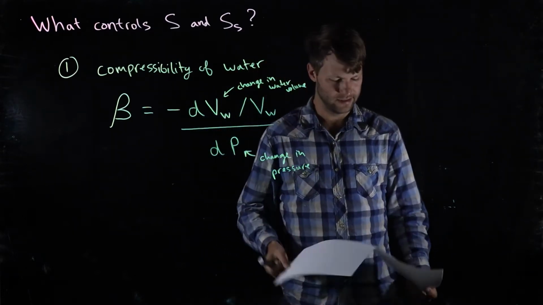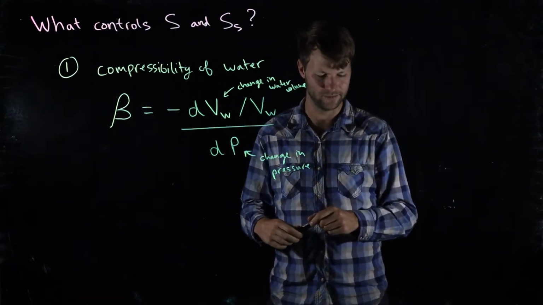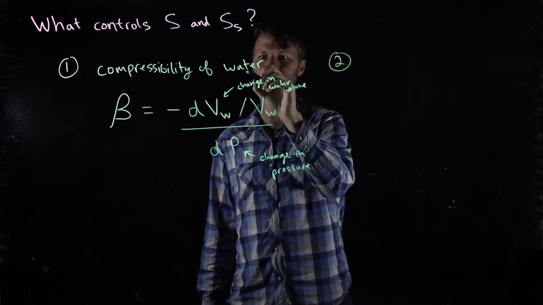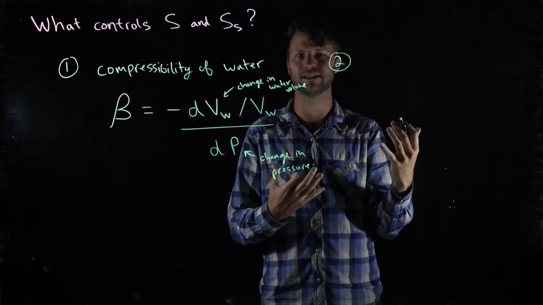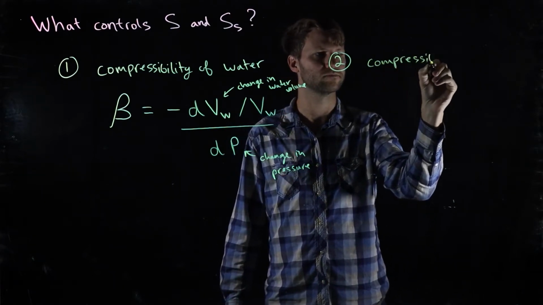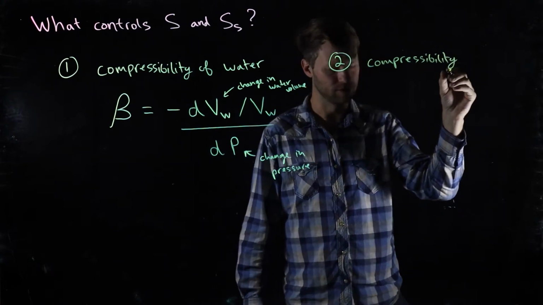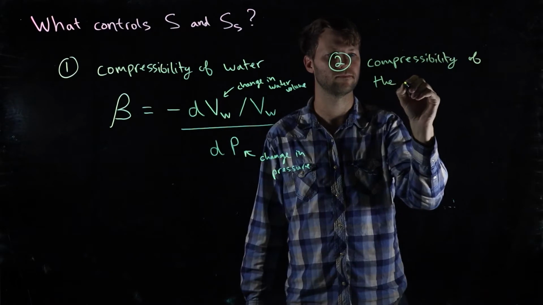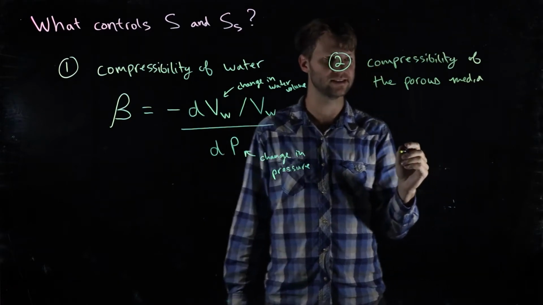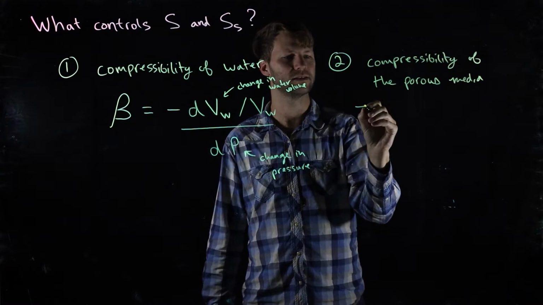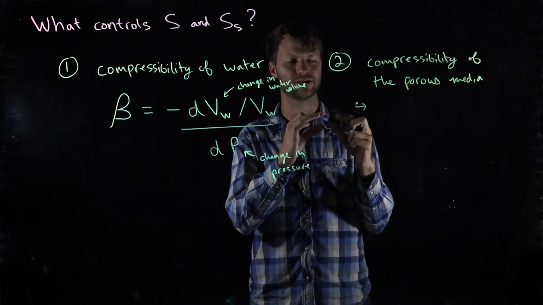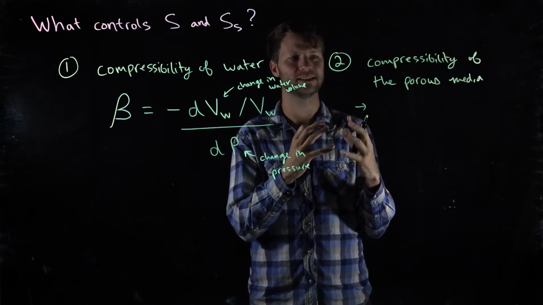The second term that determines how much water comes out for a change in head is due to something else. It's also due to the compressibility of something, but it's not of the fluid, it's of the matrix that the fluid is in. It's the rock aquifer itself. So this is the compressibility of the porous media. And what's interesting here is that the porous media expands and contracts, but it's not really because individual mineral grains are shrinking. They're, relatively speaking, basically incompressible.